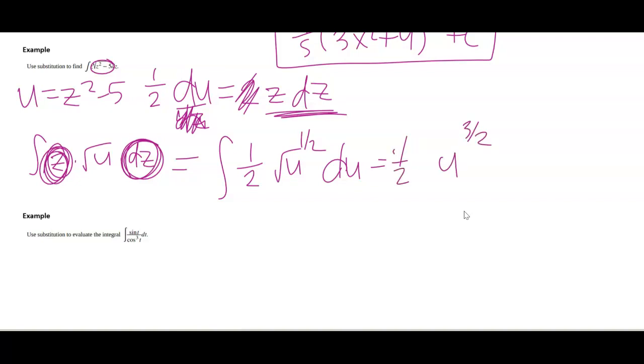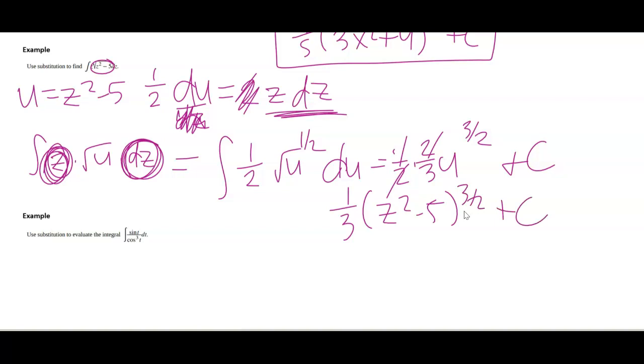I have this 1/2 in the front. I'm going to multiply that by 2/3. That's the same thing as dividing by 3/2, plus c. These cancel, and I get 1/3. This inside u piece is (z squared minus 5) to the 3/2 plus c. And you can go ahead and again take the derivative of this antiderivative and see if you get back to the integrand. And in this case, we definitely do.